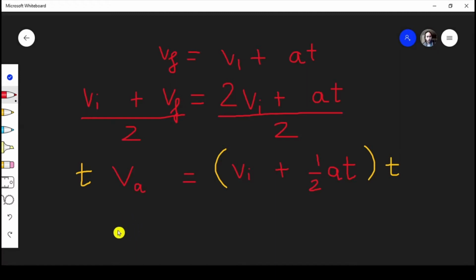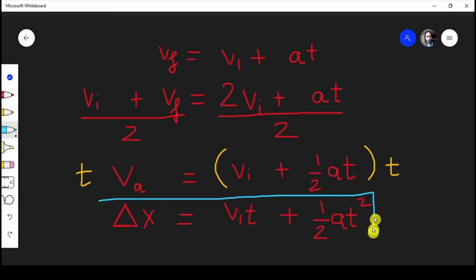What you get is average velocity multiplied by time, which is delta x, equal to vi t plus 1/2 at squared, which is correct.